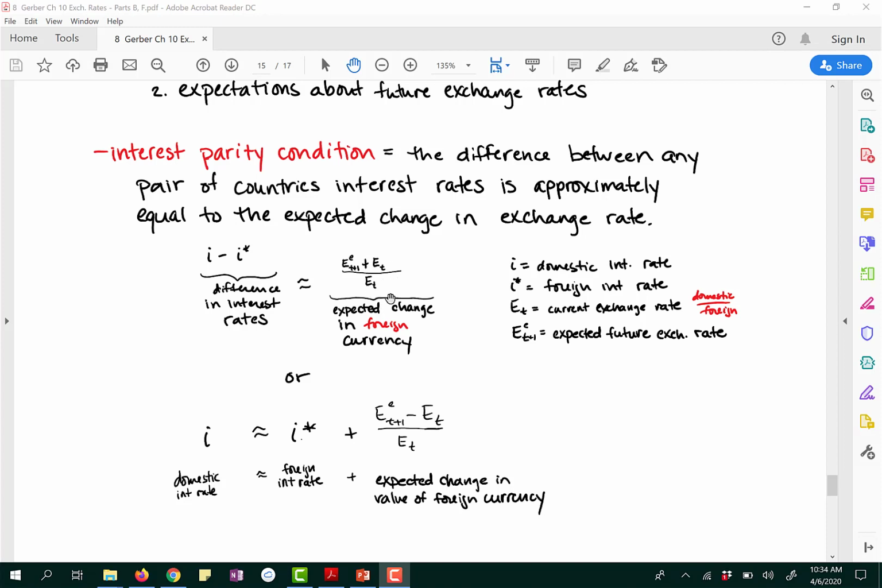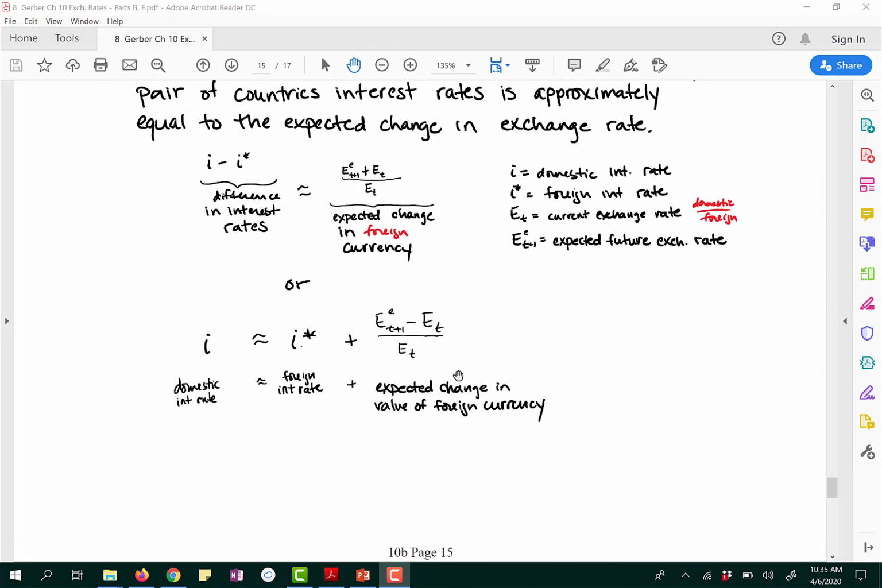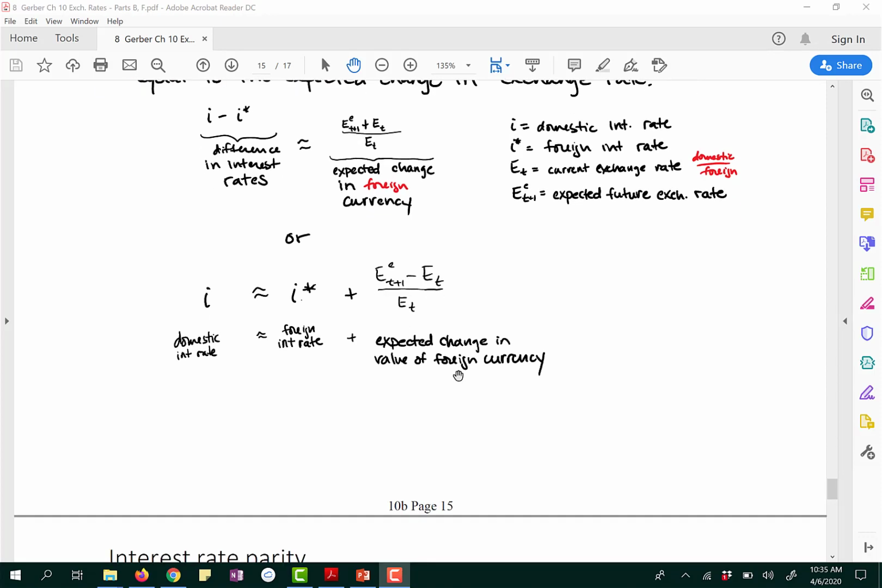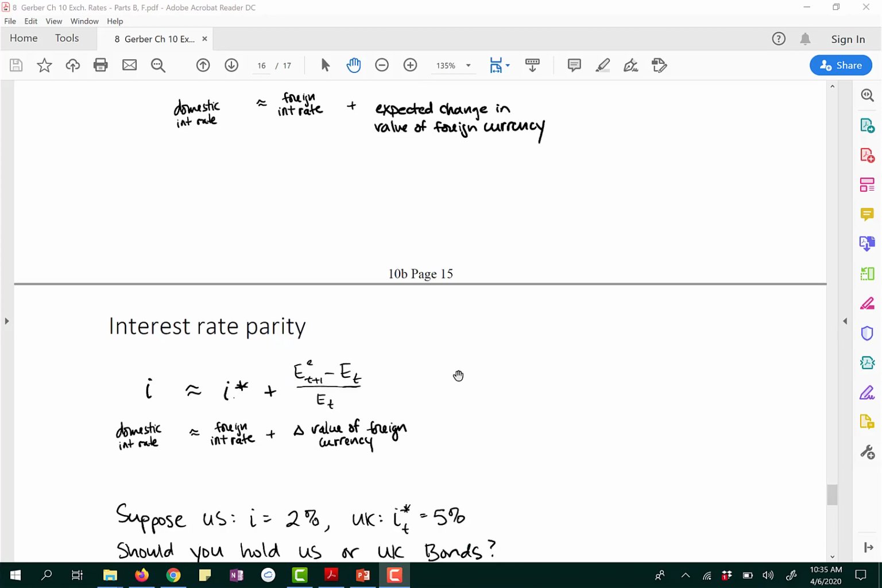E_t is the current exchange rate, the initial value. E_t+1 is the exchange rate people expect one time period into the future. Here I've just simply rearranged the equation to say the domestic interest rate is equal to the foreign interest rate plus or minus the expected appreciation or depreciation in the foreign currency.